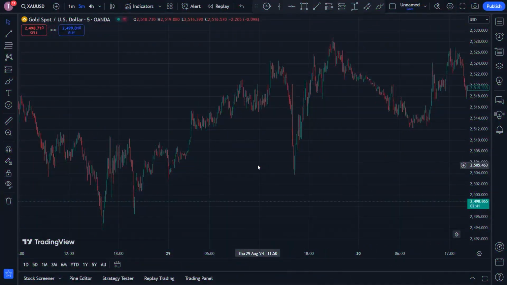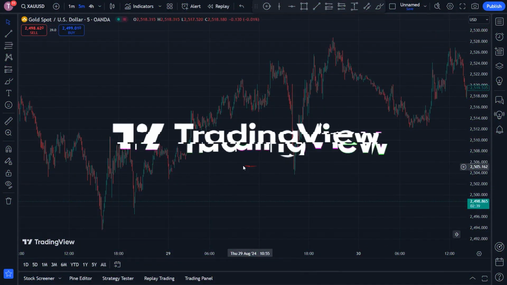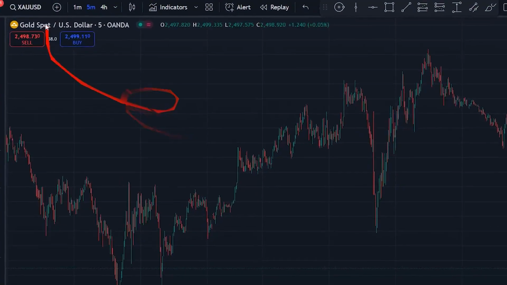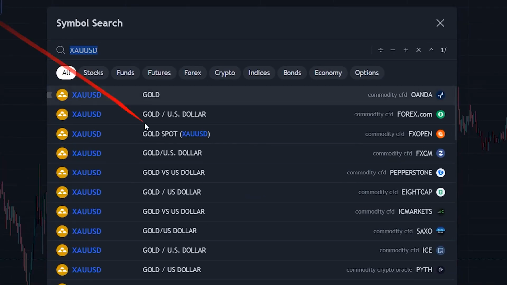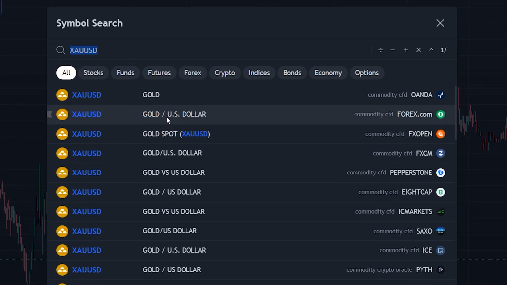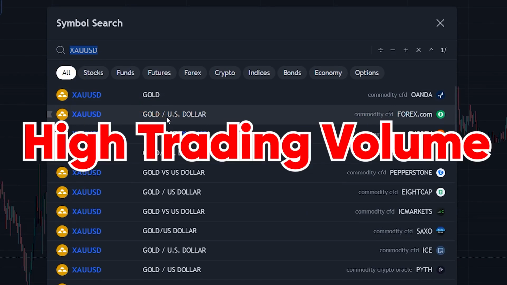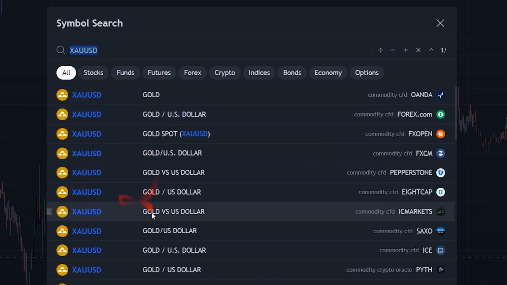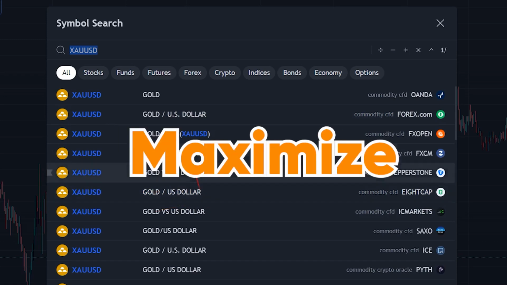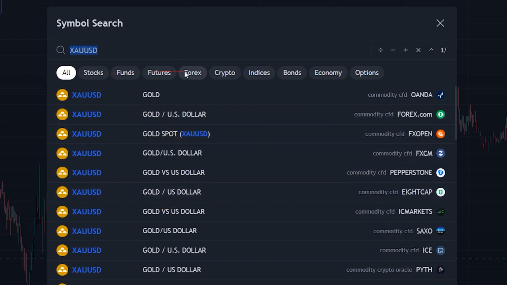First, we need to go to the TradingView website. After that, we should head to the symbol section and select our symbol. Since this strategy is a scalping type, I recommend choosing a symbol that has high trading volume and significant volatility so that we can maximize our profits in the shortest time possible.